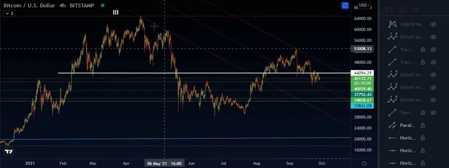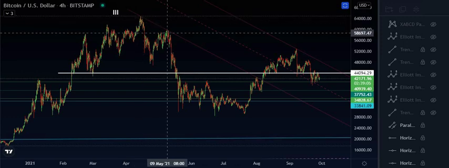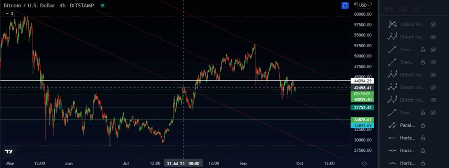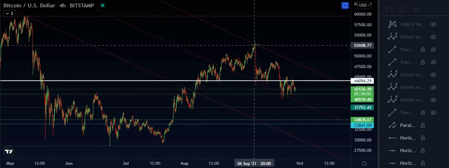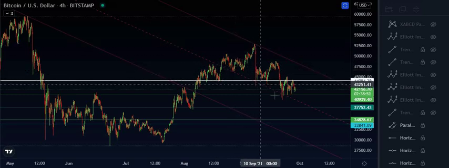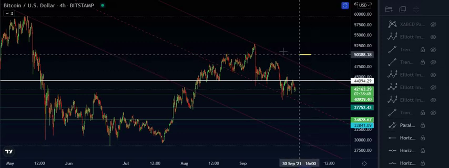And how did I get this channel? From the top at 64k, so this right here, and you can see that we also got a rejection from the channel also, and then I channeled it to the top that we just got right here. You can now see that the middle line of this channel is acting as support. All right, so that's just for the channel.